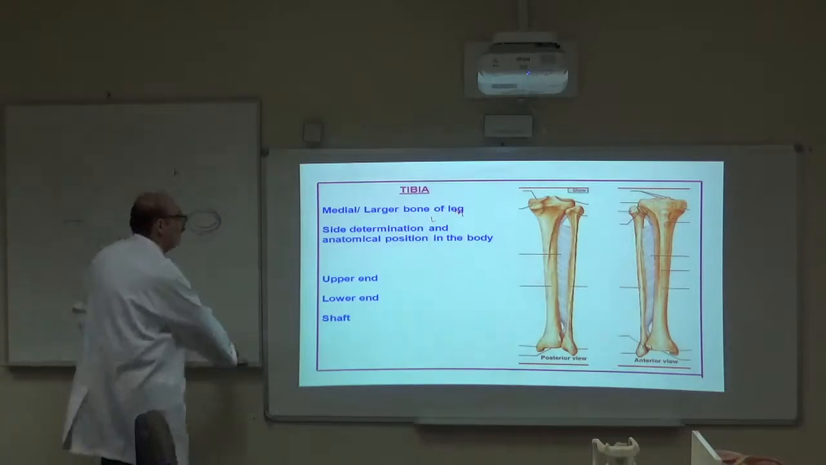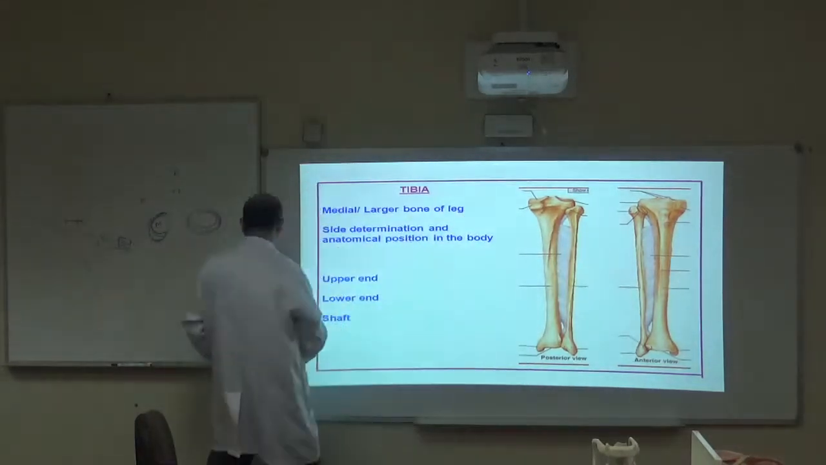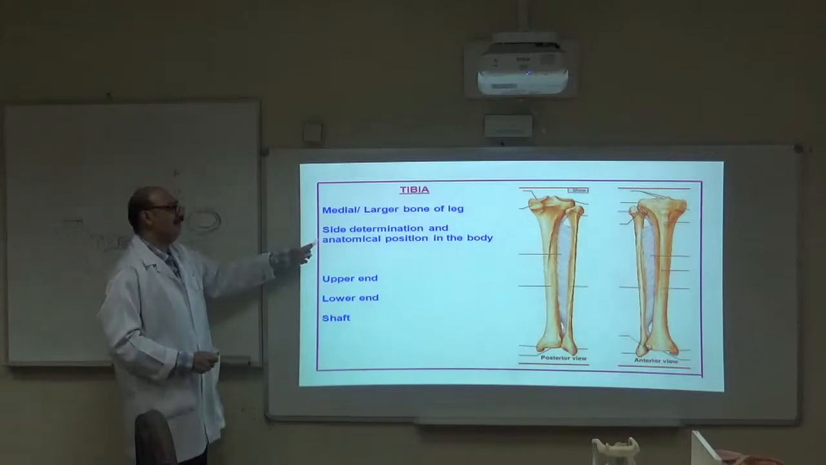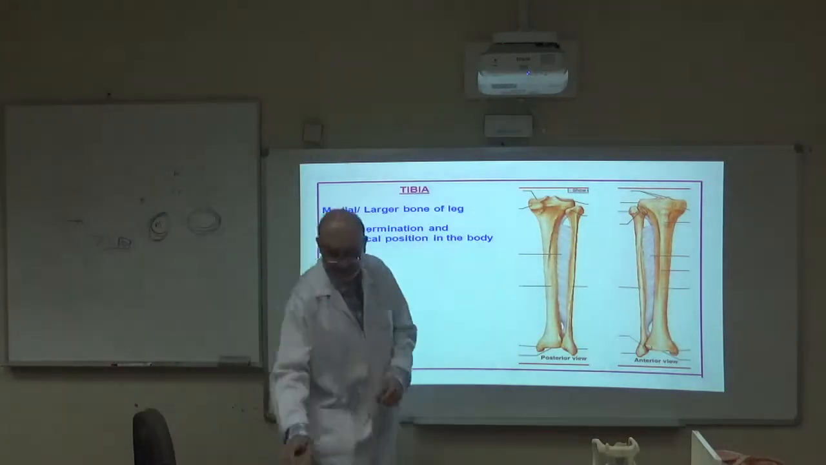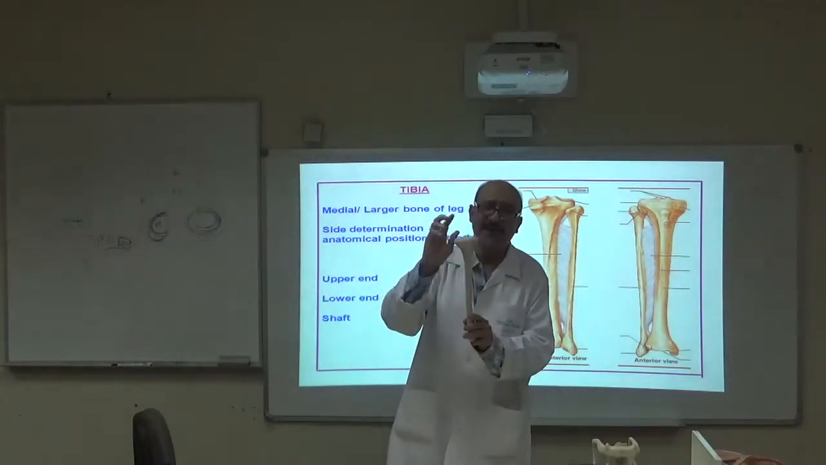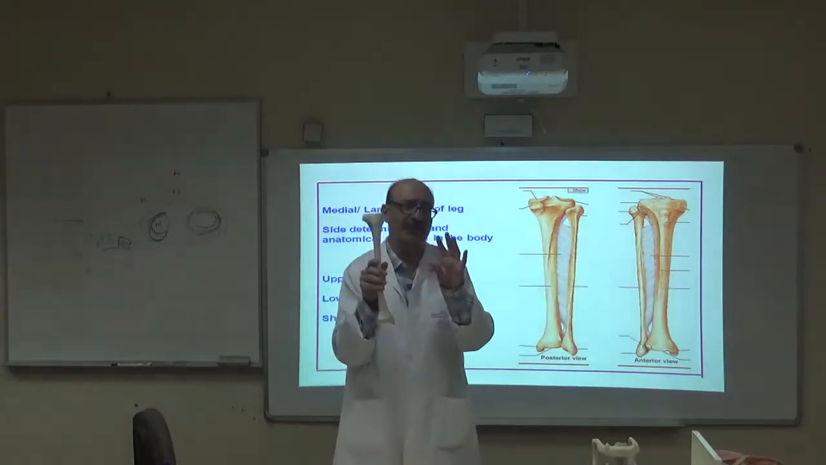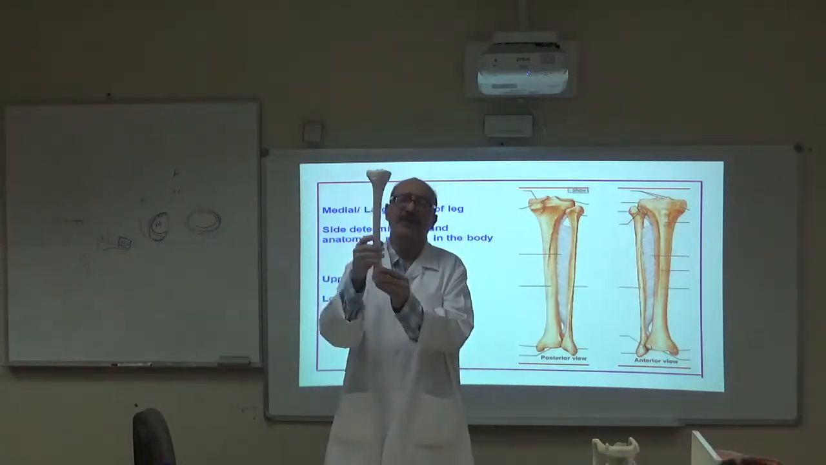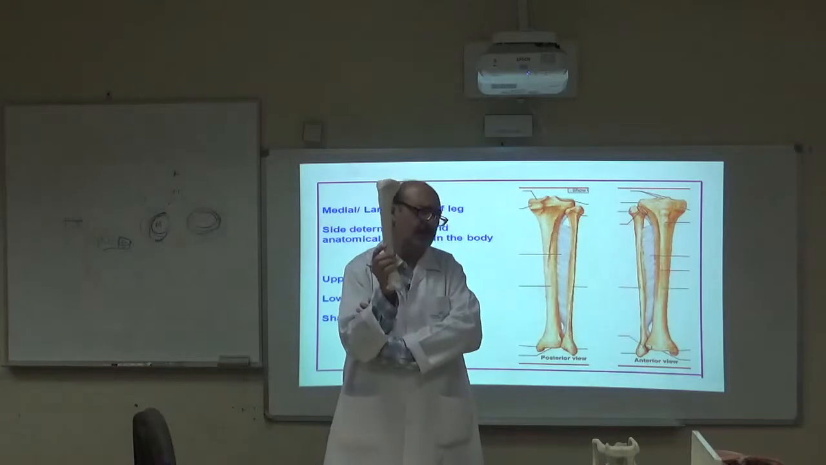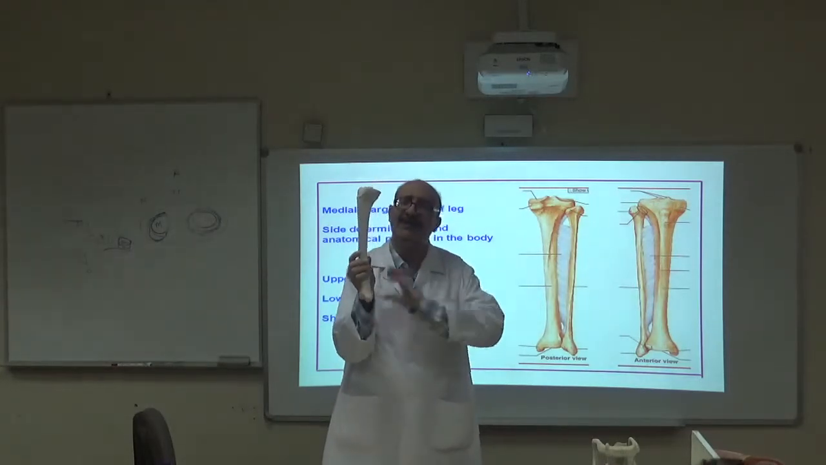Tibia is the medial and larger bone of the leg. Side determination and anatomical position in the body are very important. Sometimes it becomes tricky in the exam, so you are confused. So try to hold the bone vertically, number one. All long bones you must keep vertical and it will solve the issue.